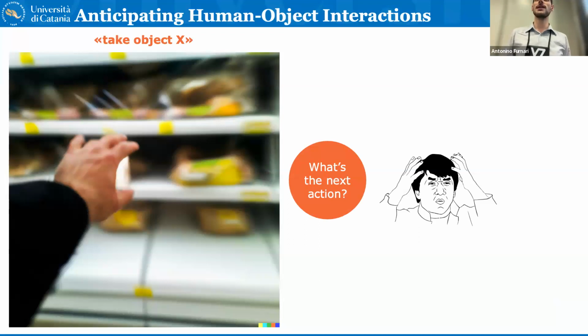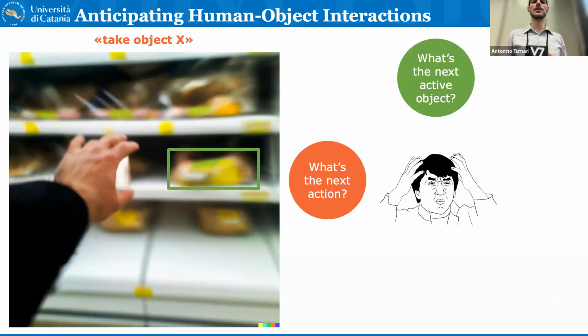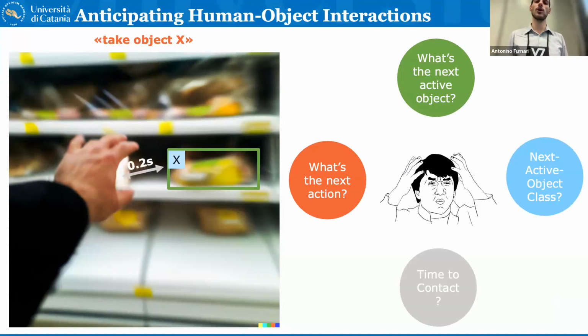Maybe again, what is the action? But in this case, what is the next action? So if I see an image like this, what is the person going to do? For instance, which object is the person going to pick? What is the next active object? So localize the next object that the person is going to interact with. And what is the class of the next active object, and when is the interaction going to take place? So in how many seconds are you going to touch that?